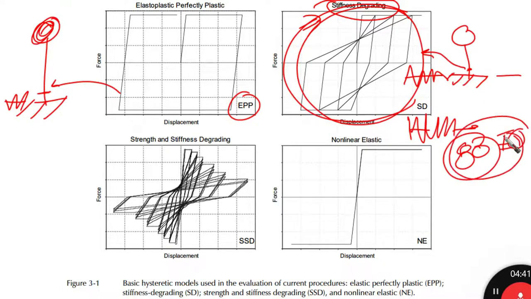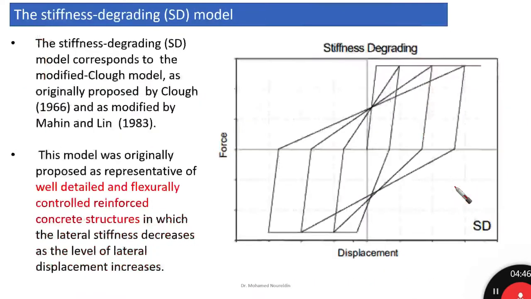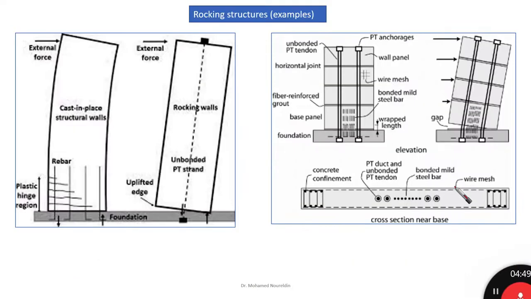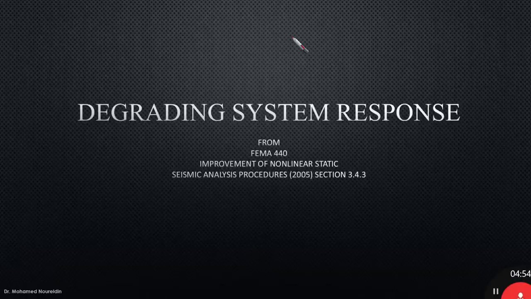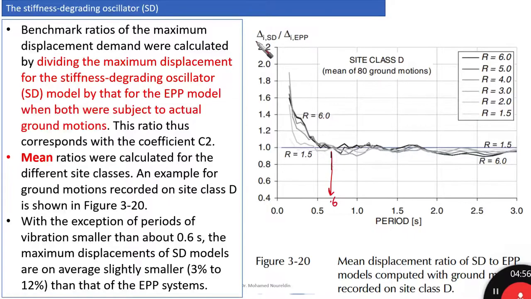And from these 80 earthquakes, we obtain the mean value. So in this case, we are going to talk about the response, or the ratio, between the two: the mean of the maximum response for a single degree of freedom system, calculated for 80 ground motions, and we are getting the mean for it, and we have this ratio.